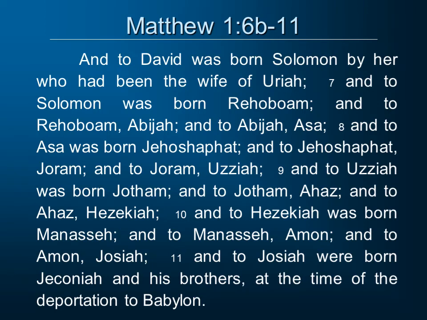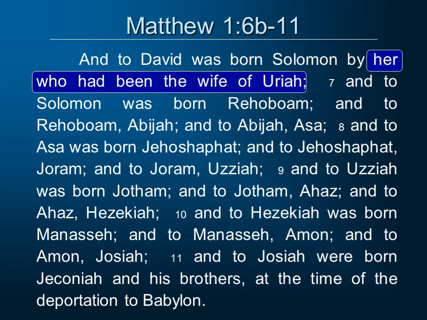Here it is, chapter 1, the rest of verse 6. And to David was born Solomon by her who had been the wife of Uriah. Now, here for the first time, there is a Jewish woman that's mentioned in the genealogy. And we know her name from the Old Testament. Every Hebrew school child knew the name of Bathsheba. But she's not mentioned by name here. And maybe that's because even though those earlier women had been Gentiles, in each of those cases there had been a measure of faith, and we never read about the faith of Bathsheba. And so she's not even mentioned by name here.